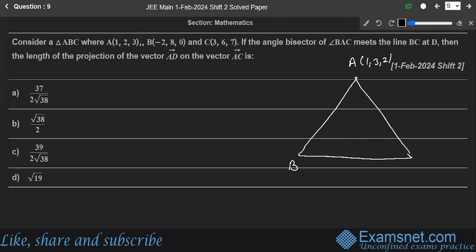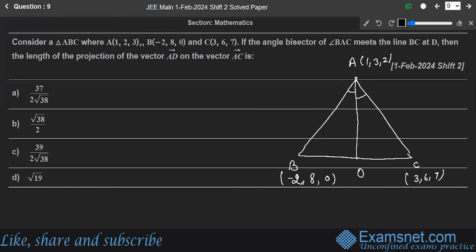B is (-2, 8, 0) and C is (3, 6, 7). Okay, now you are given the angle bisector of angle BAC meets the line BC at D. So this is the angle bisector, and this meets at D. Then the length of the projection of the vector AD on AC is?